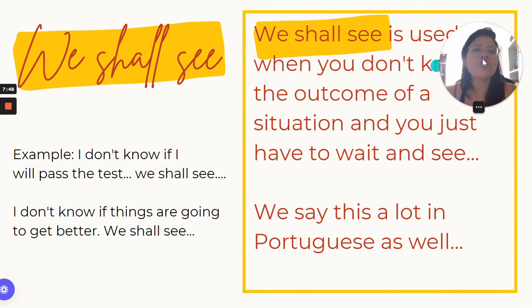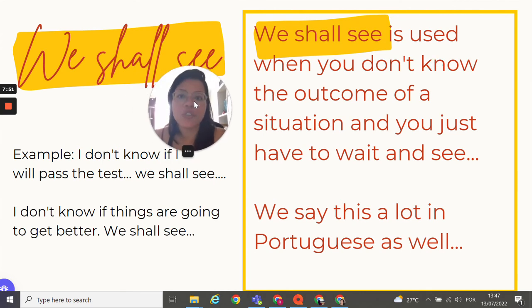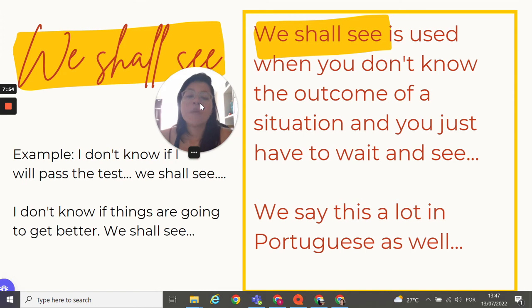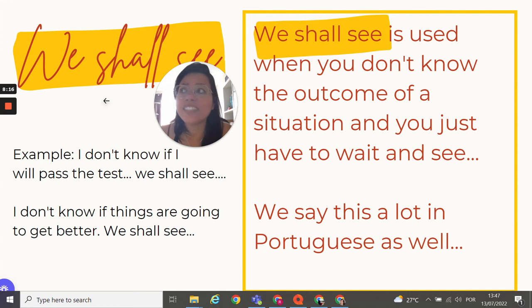Now, when you're talking about an event about the future, something that is unpredictable, you don't know what's going to happen, then you say, we shall see. So, for example, I don't know if I will pass the driving test. And, you know, we shall see. I don't know if I'll pass. We shall see. I don't know if things are going to get better in this country. We shall see. I don't know if Brazil will be a first world country one day. We shall see. Probably not, but we shall see. I hope so. Right? Now, that's what you say when you don't know, when you are not certain about things.